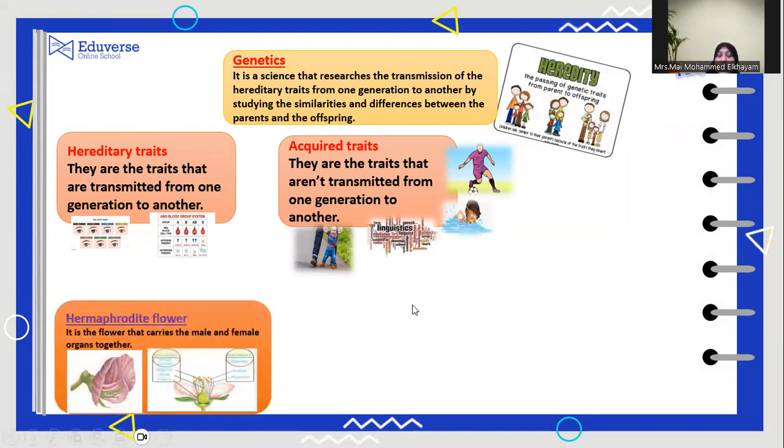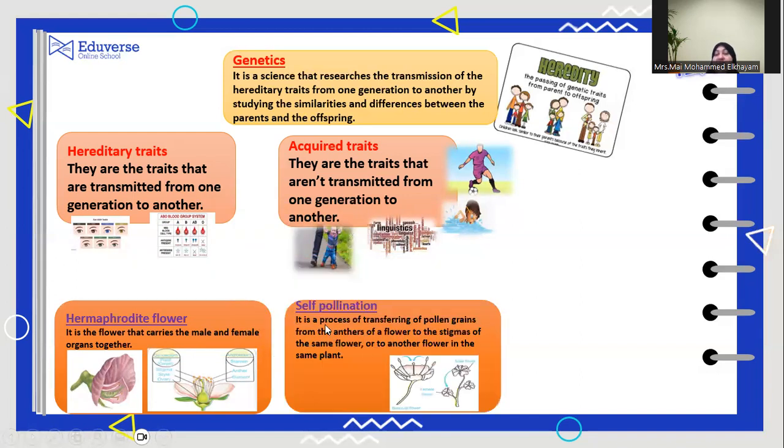Before we proceed with Mendel's first and second law, I have to introduce hermaphrodite flowers. What is the meaning of a hermaphrodite flower? It is a flower that carries male and female organs together in the same flower. From this we get something called self-pollination. What is the meaning of pollination? Pollination is the transfer of pollen grains to the stigma to fertilize it.